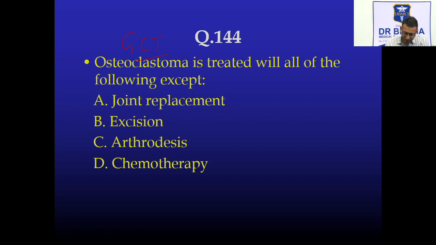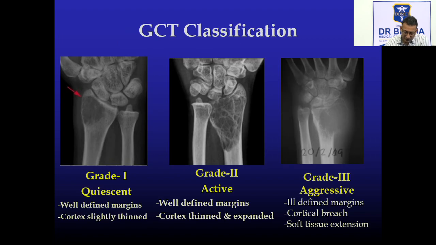Okay, let us have a look at GCT, we need to know the classification of GCT before we go into the details of the treatment. Okay, so it can be graded into grade 1, which is called quiescent, or we also call it the latent stage. Okay, here the margins of the tumor are well defined. Okay, the cortex is thinned, but the cortex is not breached. Okay, you can see the proper outline of this tumor.